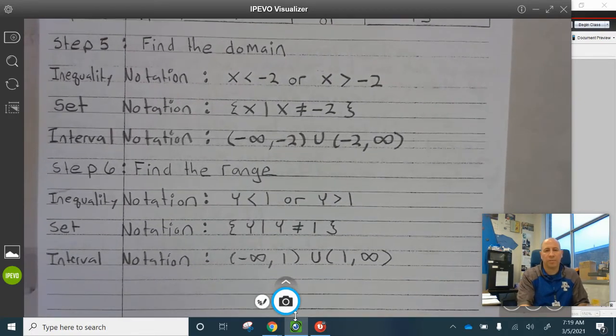Step 5, find the domain. Domain is x is less than negative 2 or x is greater than negative 2. Set notation is x such that x is not equal to negative 2. Interval notation is from negative infinity to negative 2 or from negative 2 to infinity. Step 6, find the range. The range is y less than 1 or y is greater than 1. Set notation is y such that y does not equal 1. And interval notation is from negative infinity to 1 or from 1 to infinity.